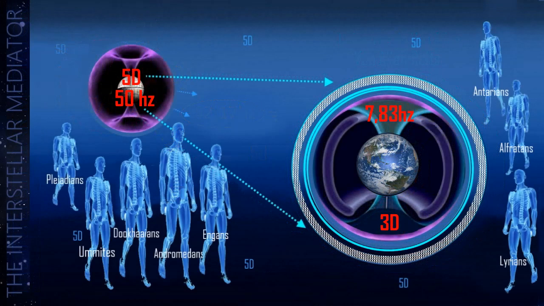You now understand that the Schumann resonances are not the natural state of the Earth. It is the result of a clamping, of a bridling of the Earth's frequency to lower it and maintain it in 3D.